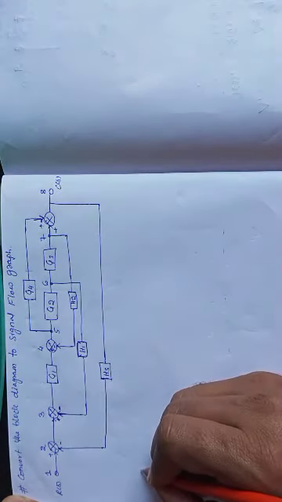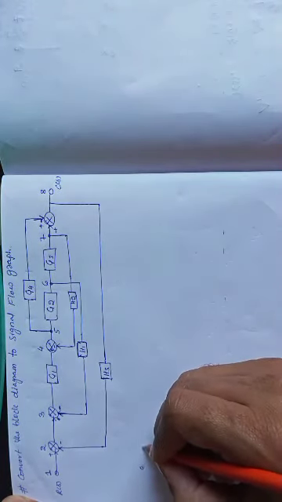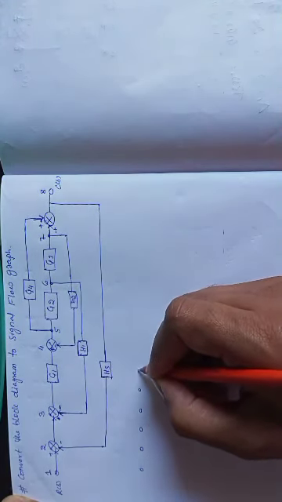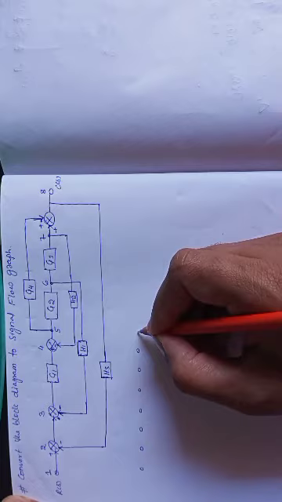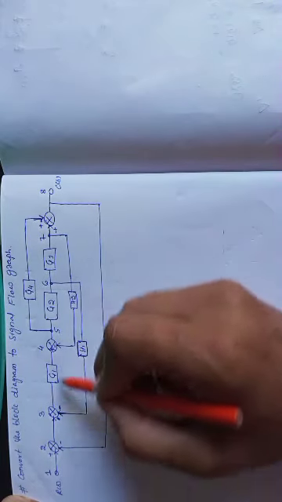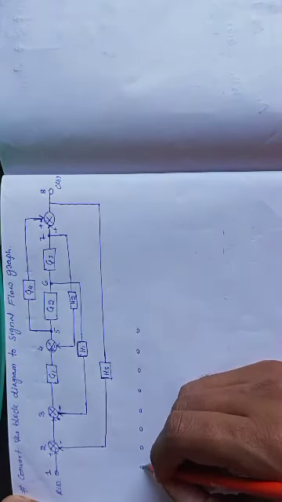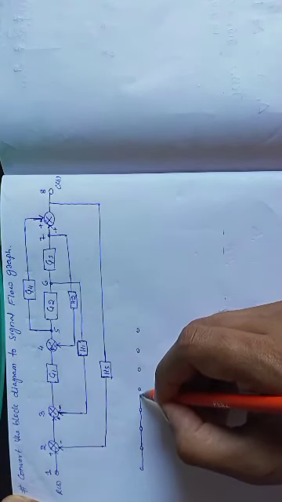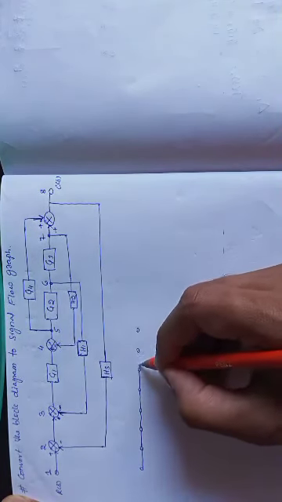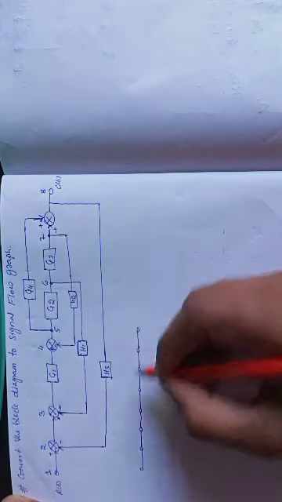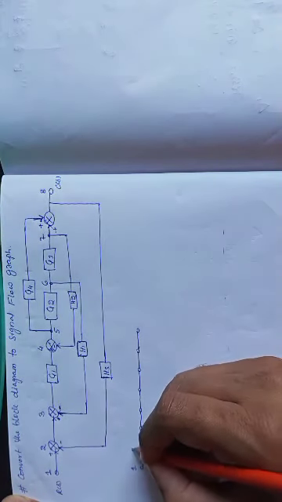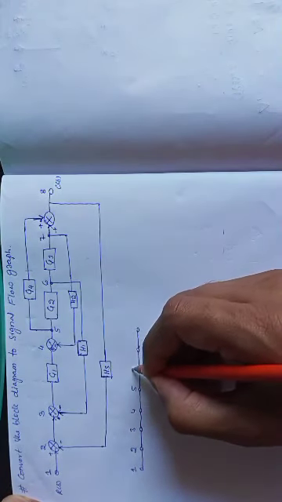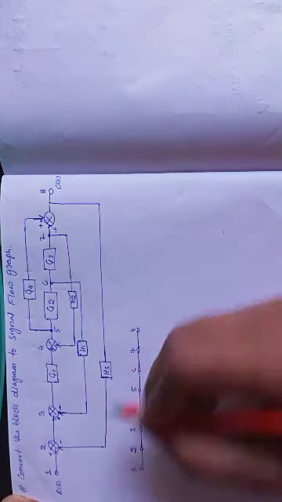Now draw nodes 1, 2, 3, 4, 5, 6, 7, 8. This is the straight path. You join these branches here like this and give the numbers 1, 2, 3, 4, 5, 6, 7 and 8.